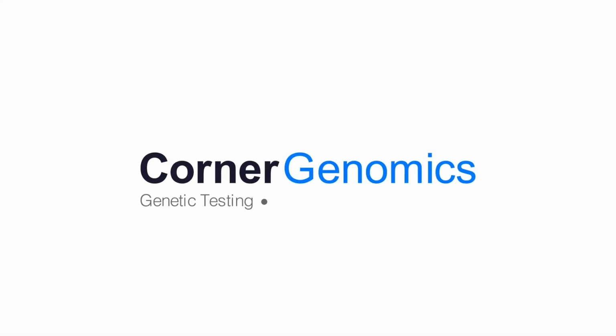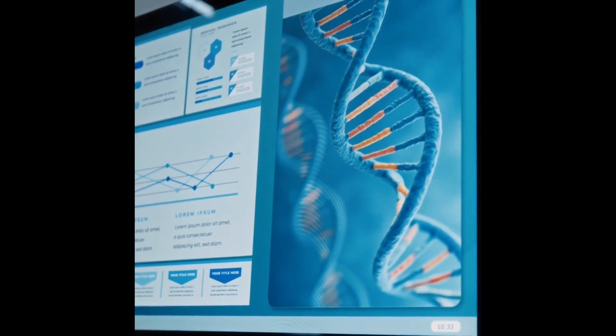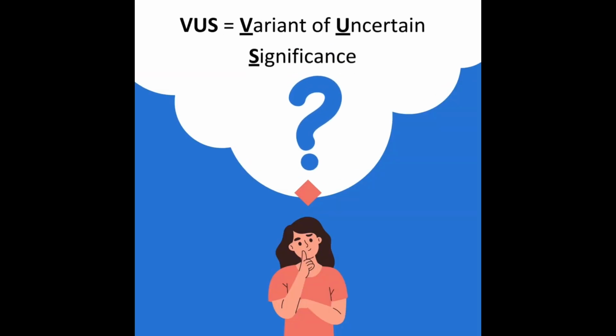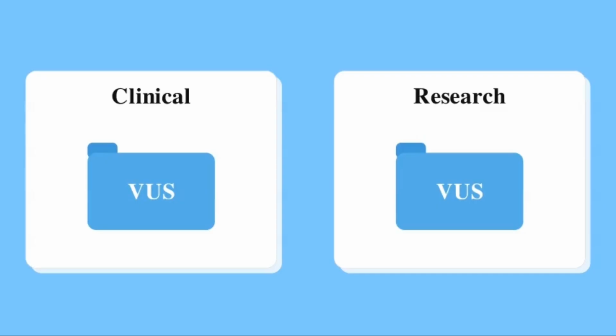CornerGenomics, genetic testing explained. Genetic testing often reveals something called a variant of uncertain significance, or VUS. In this video, we'll put VUSs in context and show how they are approached differently in clinical situations like doctors' offices and hospitals versus in genomic research.